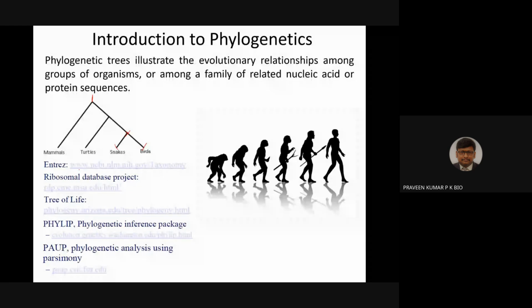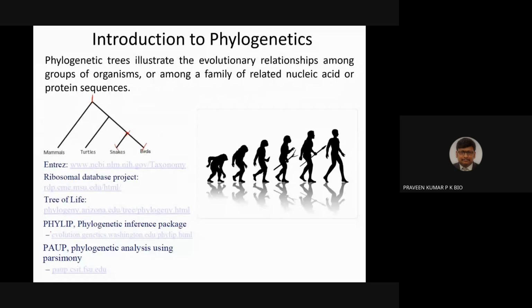Now, these are the website URLs for practicing phylogenetic trees. In Entrez, you can look up a taxonomy. One can even use the taxonomy to find the kingdom of vertebrates, the group classification of organisms and their vertebrates. And if you want to work on the Ribosomal Database Project, one can go with this URL. And for the Tree of Life, we can go with this URL.